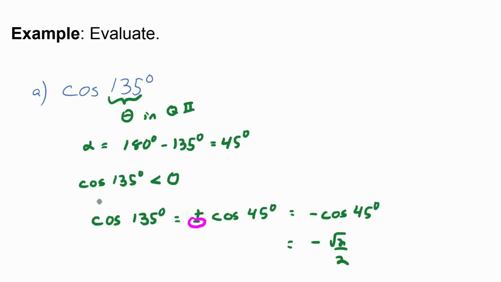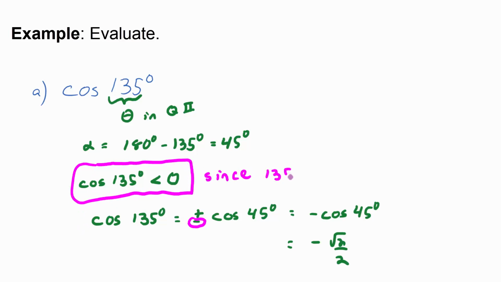Because the cosine of an angle in the second quadrant is negative. So let me put that in the notes here. The cosine of 135 has to be negative, since 135 degrees is in Q2, quadrant 2. Does that help? Okay, good.